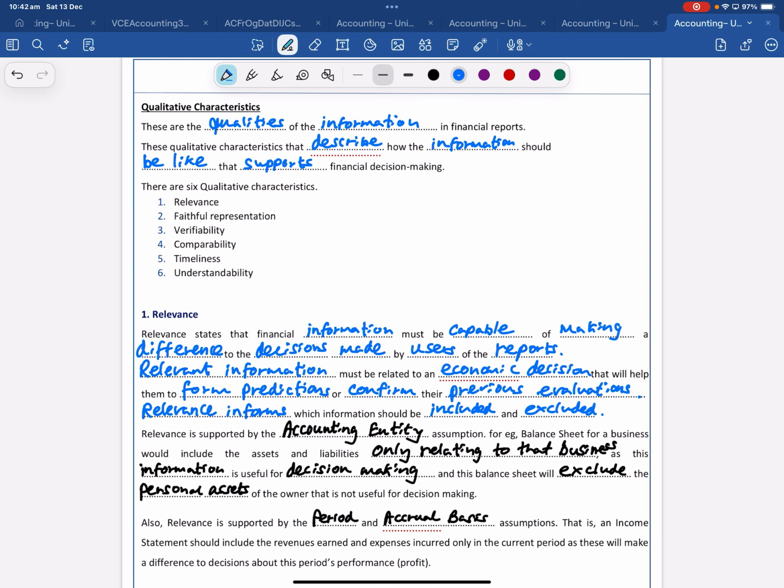Qualitative characteristics. Right. So, what are the qualitative characteristics? They are basically the qualities of the information that we come across in accounting reports. Again, accounting reports we haven't done yet. For example, balance sheet, income statement. Income statement is where we calculate the profit for a business. We list down all the revenues and expenses, so that's where we calculate the profit.